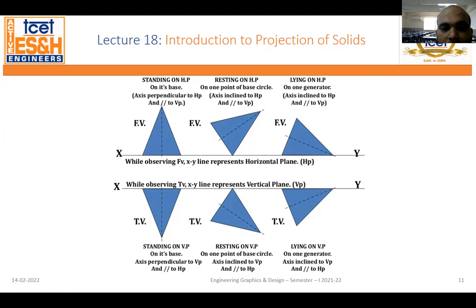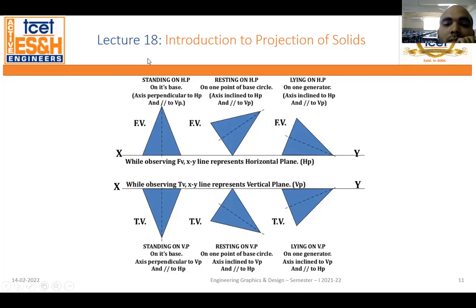Okay, as well as parallel to VP. So it is parallel to VP also, because the axis is a line, it is not a plane. So if I make simply a line like this, that line is perpendicular to the horizontal plane, but it is parallel to VP. Okay, so that is something that is mentioned.